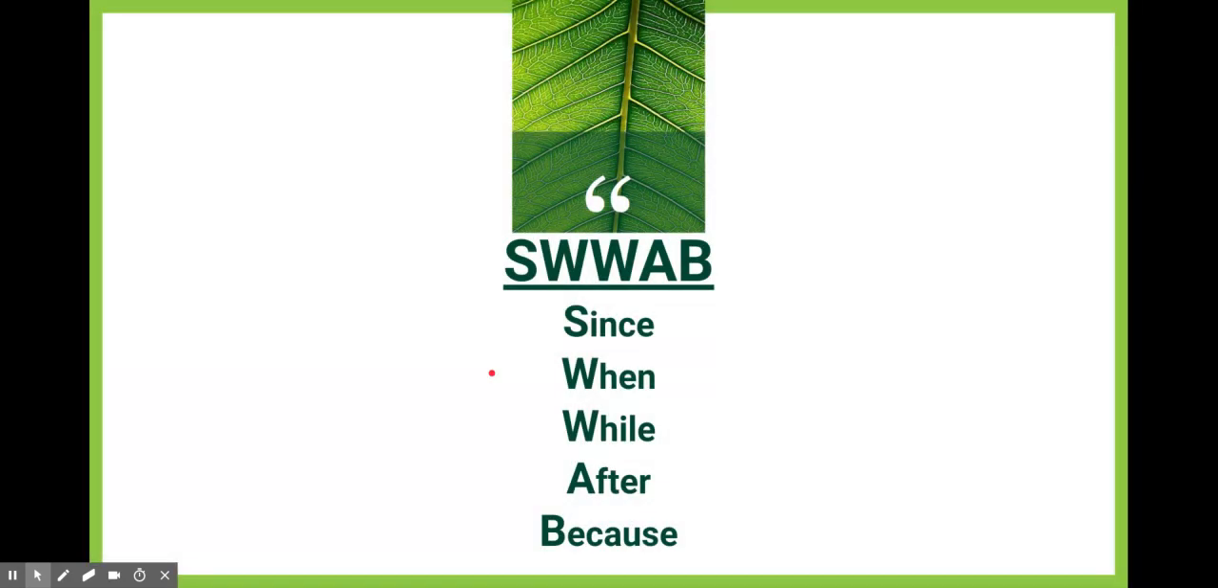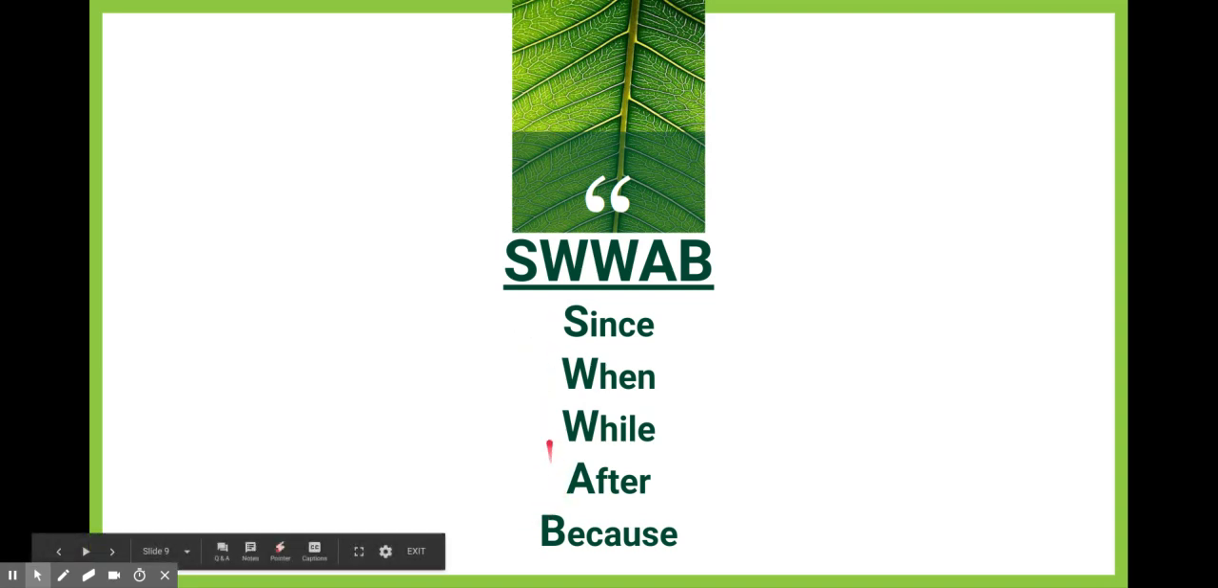SWAB. This is a mnemonic device to remember all the words that you can use to start a translation of an ablative absolute phrase, since you cannot start with one of the Latin ones. You could use since, when, while, after, or because, the letters for which spell out SWAB, which is just awkward enough to hopefully stick in your brain.